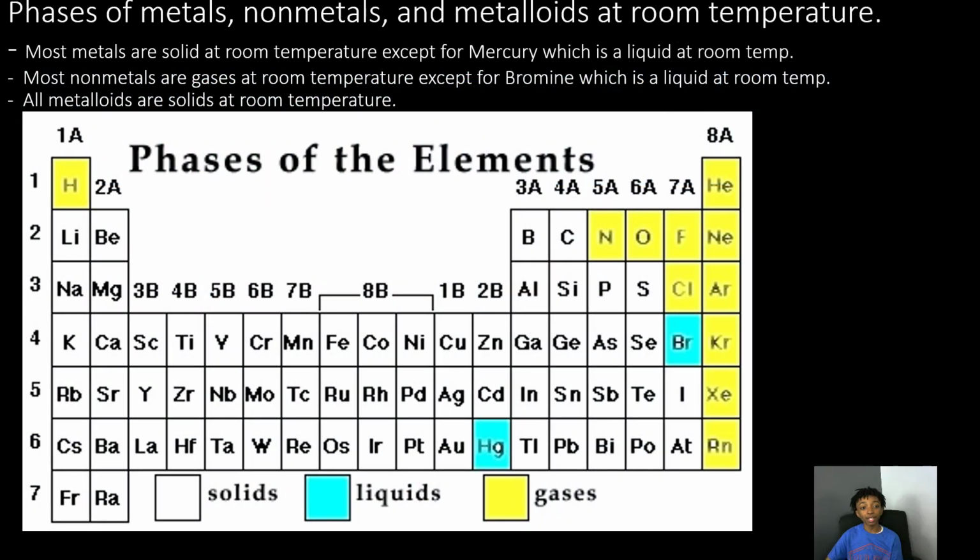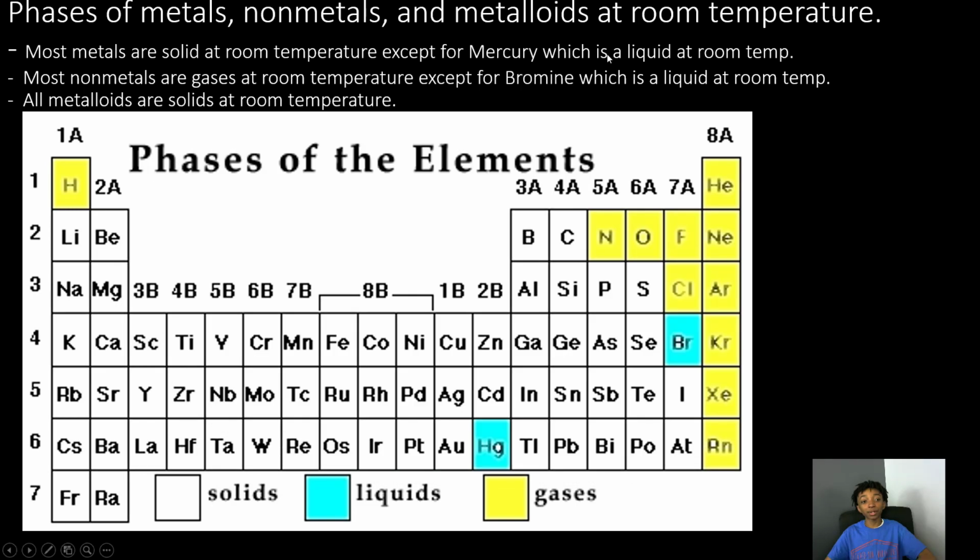Now let's move on to our phases of metals, nonmetals, and metalloids at room temperature. Most metals are solid at room temperature except for mercury, which is a liquid at room temperature. As you can see, here goes mercury. It is blue because it is a liquid. Most nonmetals are gases at room temperature except for bromine, which is a liquid at room temperature. So here goes bromine, it's blue, just like mercury, because they are both liquids. And all metalloids are solids at room temperature. So here goes silicon, which is an example of a metalloid because it is in your phone.